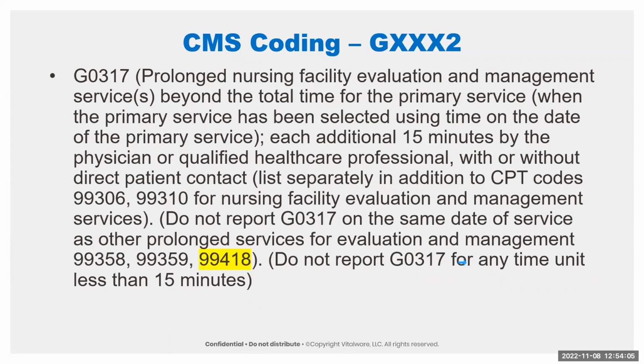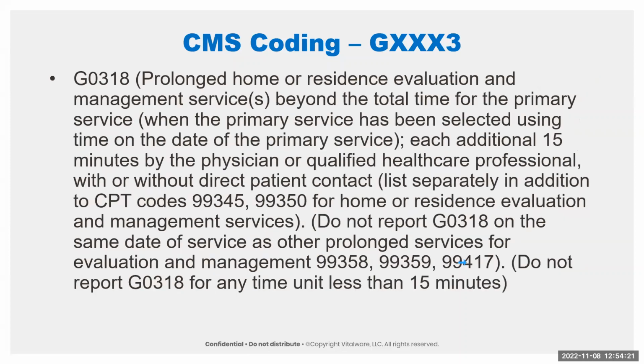They had the GXXX2, which is now going to be the G0317. And this is for your nursing facility evaluation and management. And so they give you the list there. The list goes on. And then they have one more. The G0318 is replacing the GXXX3. And this is for your home or residence evaluation and management services. Again, for those, it gives you the codes that you should report it with and those that you should not report it with.